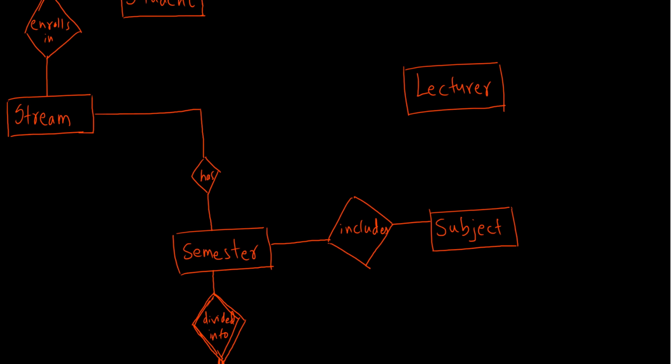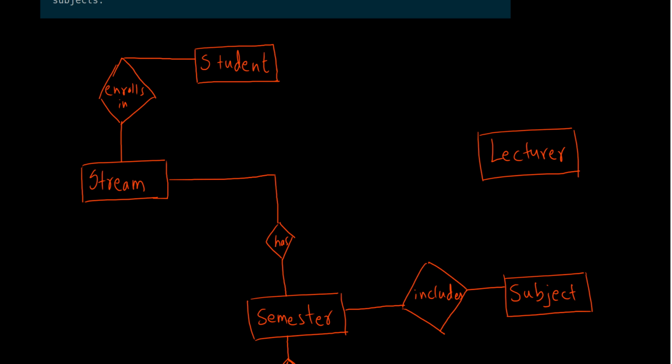Here we can say there is total participation, so I can draw a double line here because a student must be enrolled in one of the streams available.